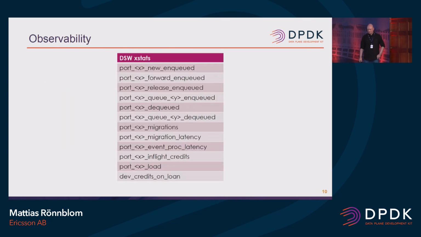There's a whole bunch of counters. I'm not going to go through them all in detail. There are counters related to NQ operations, what type they are and what queue they are NQ'd to, and the same for DQ. We keep track of the number of migrations from this port, and the average migration latency, so you can see if some disturbance in the system is slowing down the migrations. As a side effect of the load estimate, we also get an estimate of the average processing latency for the application work done on the event.